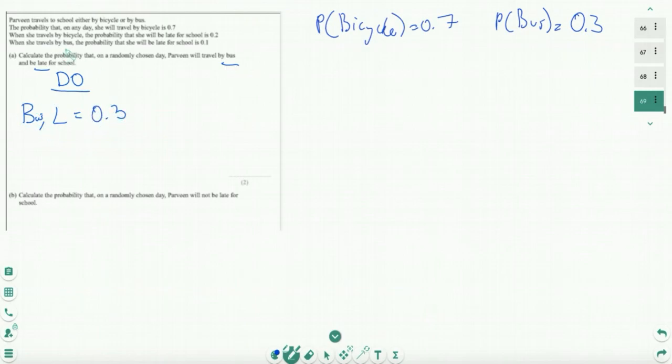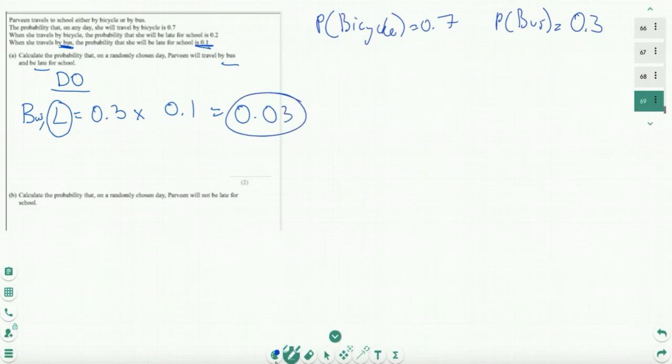And if he takes the bus, the probability that he's late is 0.1. So the probability that he's late is 0.1. Now to combine them, we just multiply them. So 0.3 times 0.1 is 0.03. And that's our answer, okay?